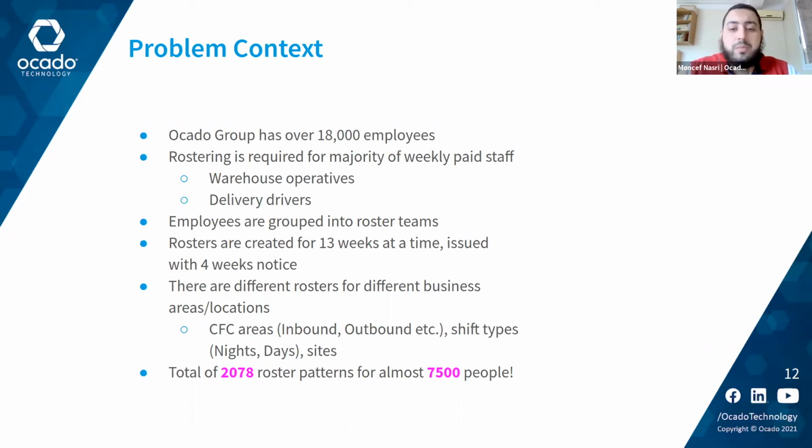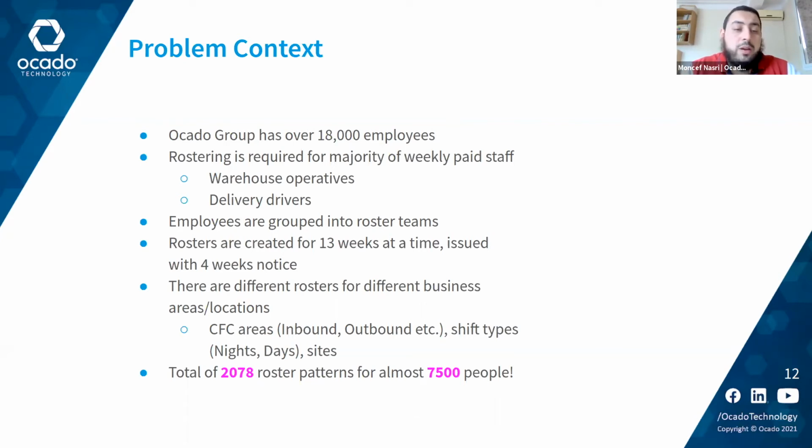So obviously there are different rosters for different businesses, areas and locations. So for example, in the CFC, which are the customer fulfillment centers, our warehouses, we've got different areas, right? We've got inbound, we've got outbound, and they need to work at different times, and they have different shift types. So we've got nights, we've got days, and they also differ by site. Some sites are larger, some sites are smaller.